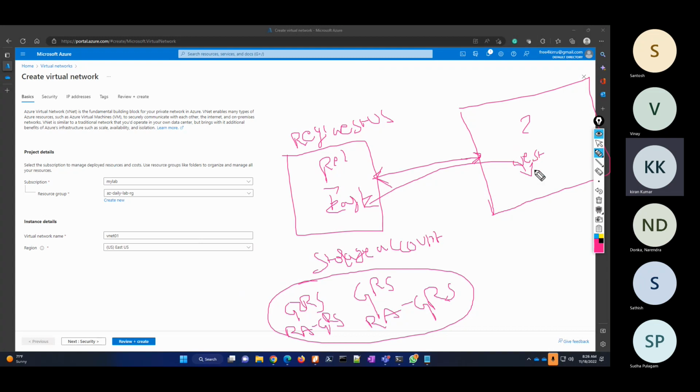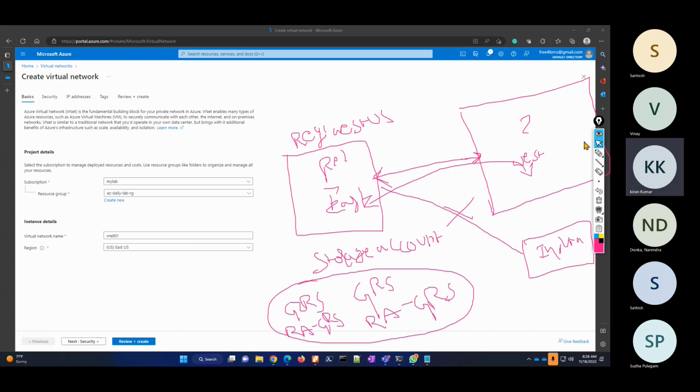But instead of this region, West US, I could create an India region also, which is available. Can I keep the region pair like this and replicate my data into India? That's not possible. Region pairs are already predefined. We can't change it. It's predefined.